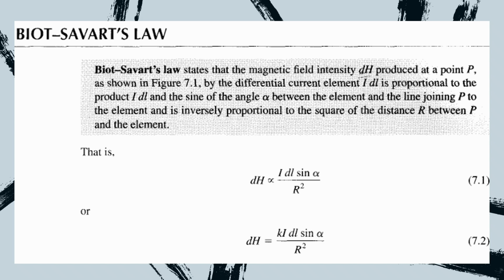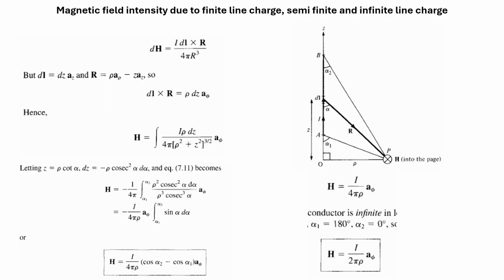So the element is inversely proportional to the square of the distance R. So dH can be written as K times I dl sin alpha divided by R square, where K is a constant, I is the current, alpha is the angle, and R is the distance from the element I dl. There must be current carrying; if there is no current, I dl will be equal to 0, and R should be at some distance. So this is the way to find the magnetic field intensity.